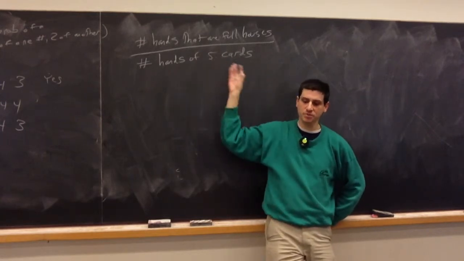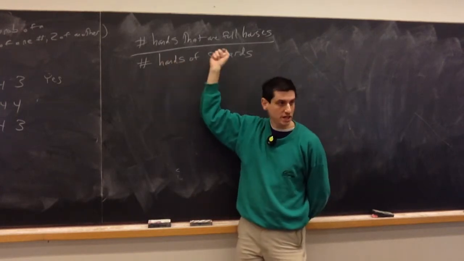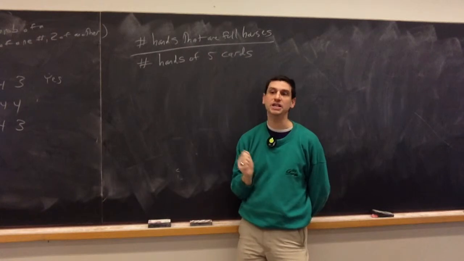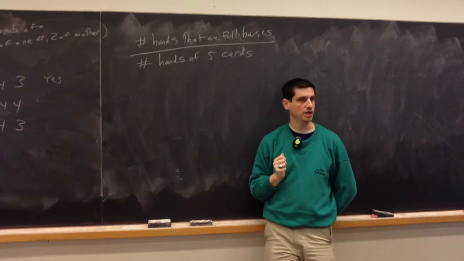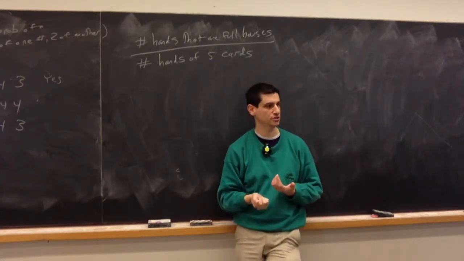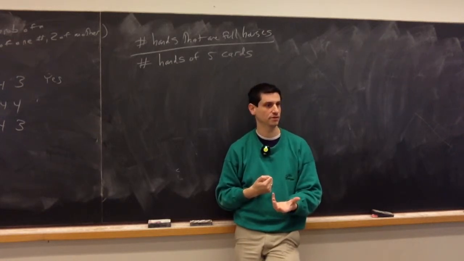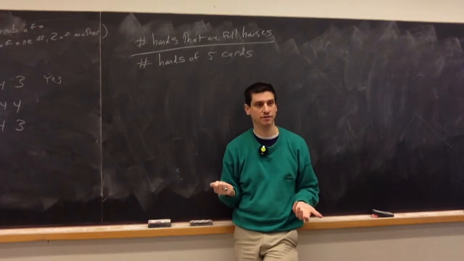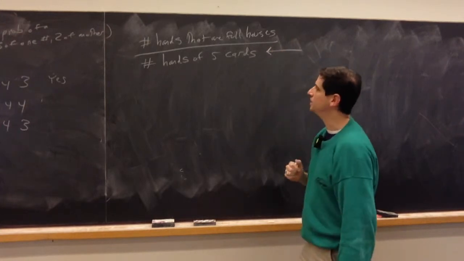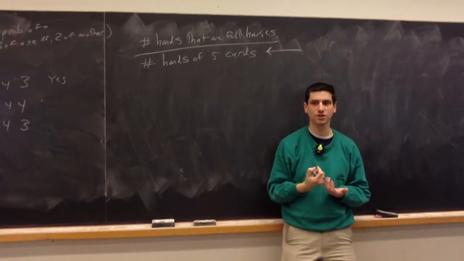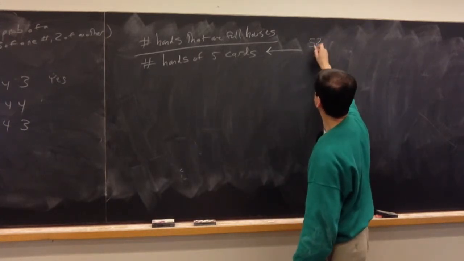One of the big issues here is to make sure I don't mix and match. So if I'm going to look at ordered hands in the top, I have to look at ordered hands in the bottom. If I'm going to look at unordered hands in the top, I look at unordered hands down below. In a problem like this, do you want to have ordered or unordered hands? Do you care about the order in which you are dealt the cards, or do you just care about what cards you have? I just care about what cards I have. All right, so the bottom is pretty easy. How many ways are there to form a hand of 5 cards from 52? 52 choose 5. So this is essentially the definition.